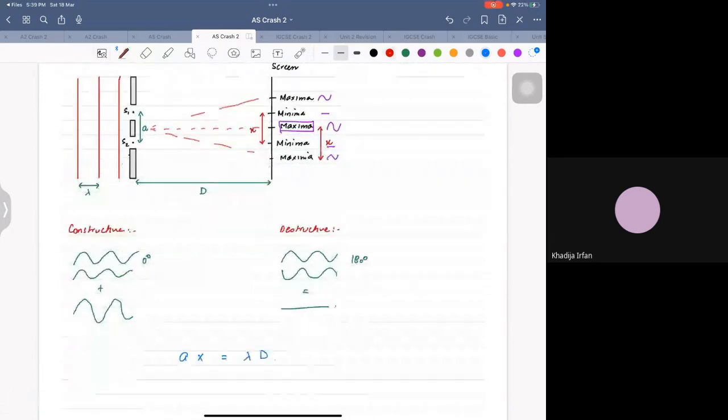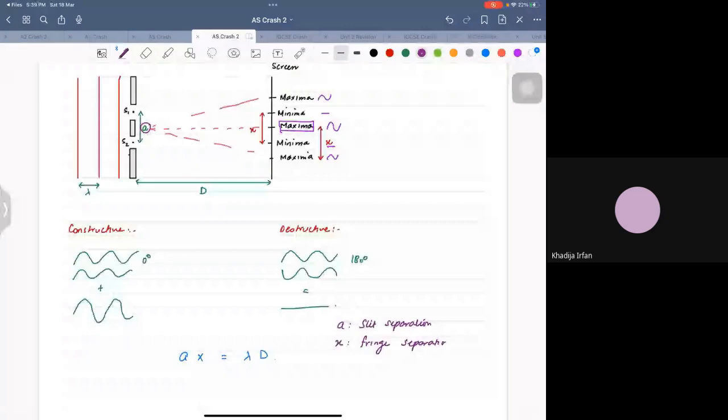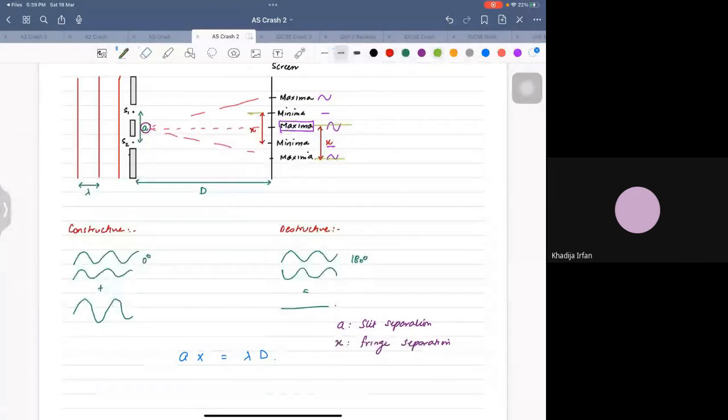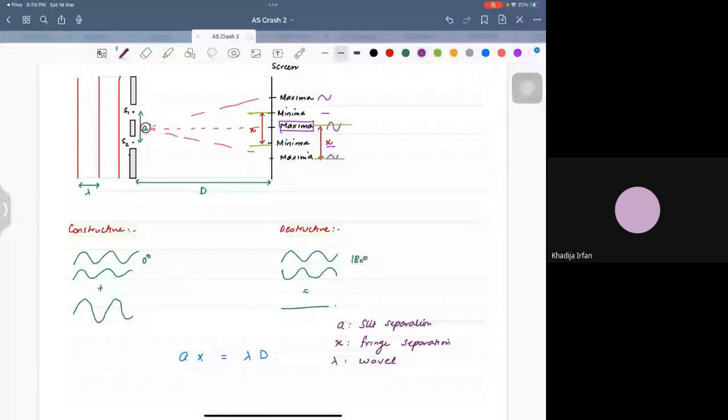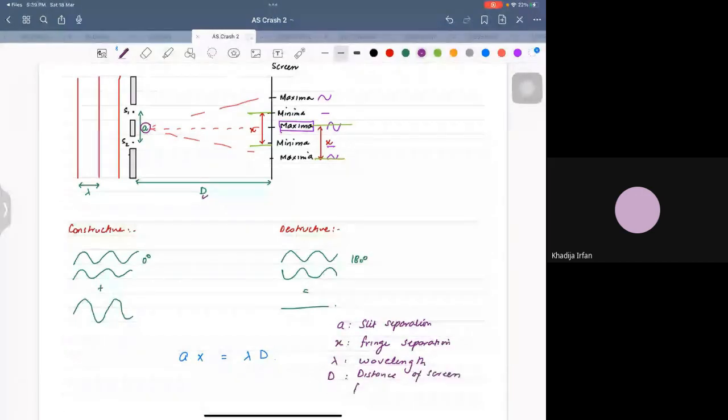Now, what is this x? I already labeled this. So a in here is the slit separation. Slit separation is this a right here, between the two slits. x is the fringe separation. Fringe separation x can be found in two ways: either you take it from adjacent maxima, or from adjacent minima, so it's the same distance. Then lambda is the wavelength. One will be missing, you've seen the questions, all right? And D is the distance of the screen from the slits.